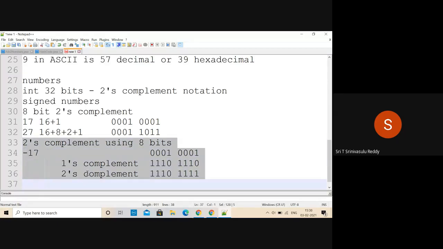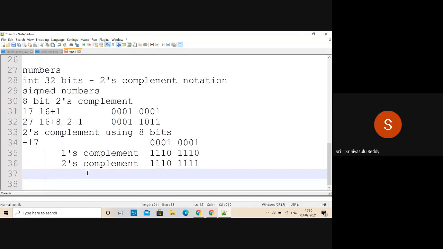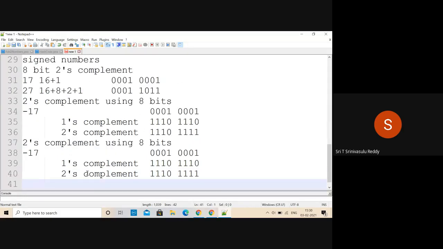Same thing, now you want to represent the two's complement by using 16 bits, let us say. How are you going to do that? So that means minus 17. How do you represent minus 17 using 16 bits? That is the question. First, we have to write down plus 17 using 16 bits now.